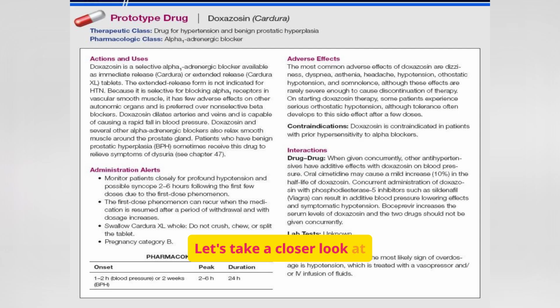Let's take a closer look at doxazosin, an alpha-1 adrenergic antagonist. We'll discuss its actions, uses, and potential adverse effects. Doxazosin is used for both hypertension and benign prostatic hyperplasia, BPH. It helps improve urine flow while lowering BP. Side effects: orthostatic hypotension, dizziness, fatigue, and possible reflex tachycardia.